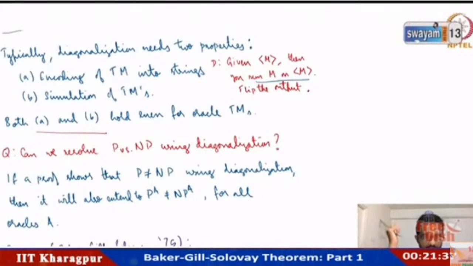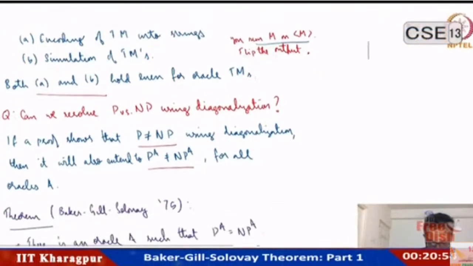One thing to note is that because of the relativization thing that we just noted, if there is a proof that uses diagonalization to show that P is equal to NP, then the same proof should relativize to show that P^A is equal to NP^A for any oracle A. If there is a proof that shows that P is not equal to NP using diagonalization, then that should also relativize, meaning it should extend to the statement that P^A is not equal to NP^A for any oracle A.